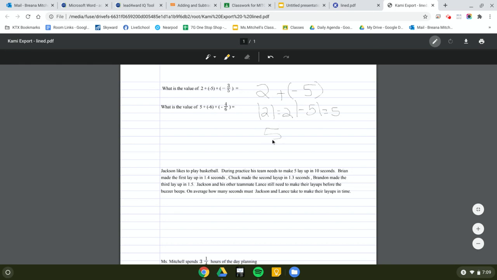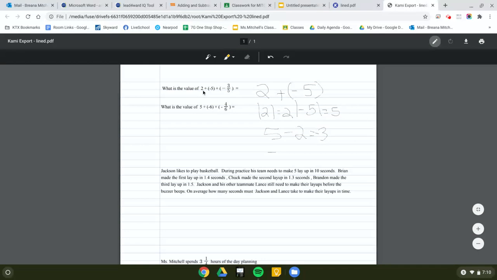So I'm going to subtract 5 minus 2, and I get 3. And we take the sign of the biggest absolute value. So -5 has the biggest absolute value. So that means that 3 is going to be negative. Okay? So now we have to add -3/5.